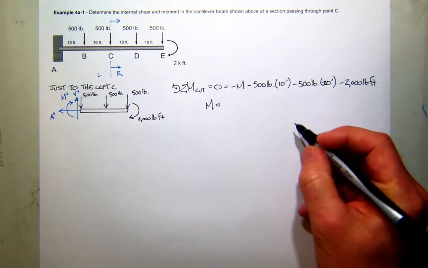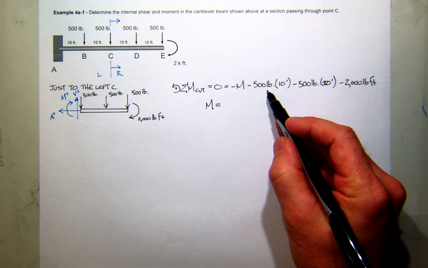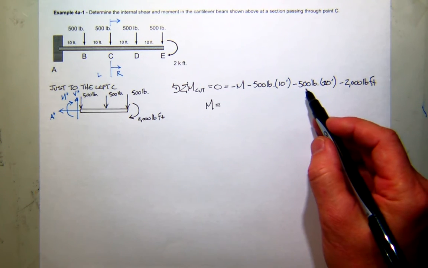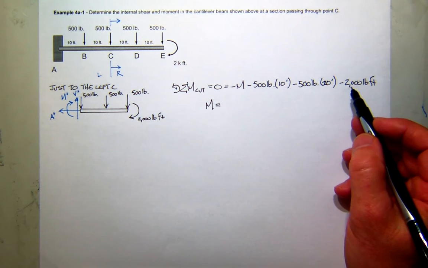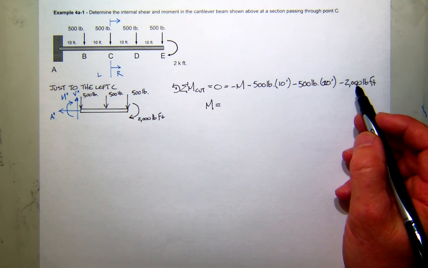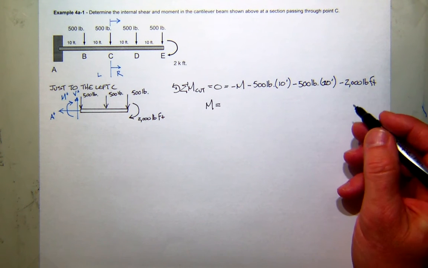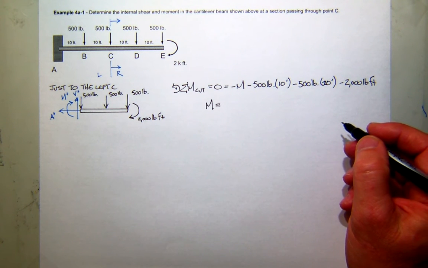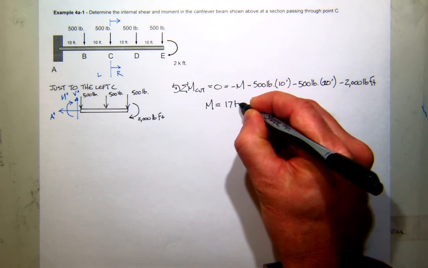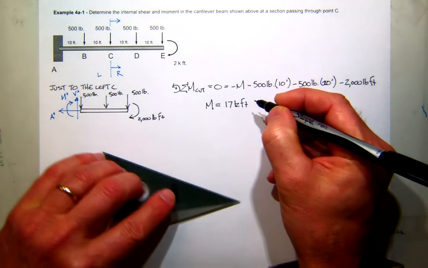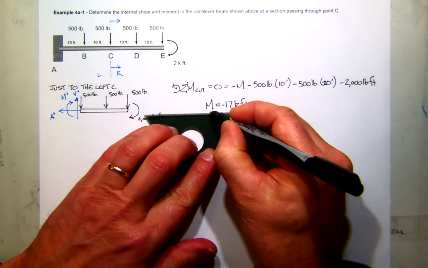So I can solve for the moment. Looks like I get 5,000 plus 10,000 plus 2,000, right? That's 17,000 pound-feet. That sound right? So I'll go ahead and change that to kips. That'll be 17 kip-feet, and it's negative.